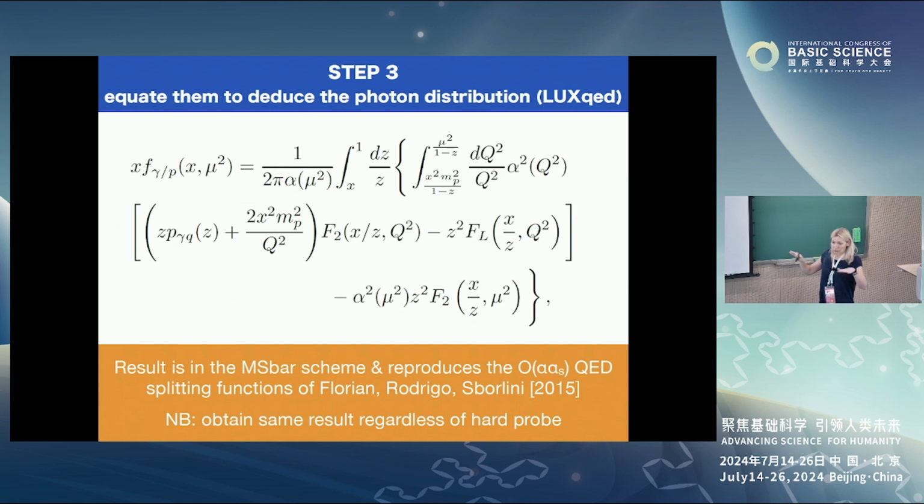And so now I showed you these two parts, and then you equate them, and then you can extract the photon parton distribution function. So this is essentially the result that we obtain. x times the photon distribution function is essentially given by this integral. So you see on one part, you still have to perform this integral over z and Q squared over these functions. But essentially, it's a very simple form. So what I want to stress is that you need to know F2 and FL essentially in the whole plane of x and Q squared, because you have to perform these integrals here.